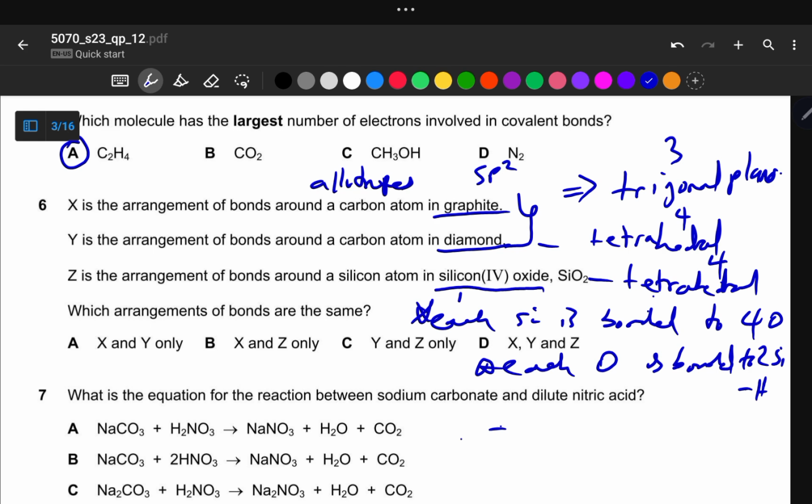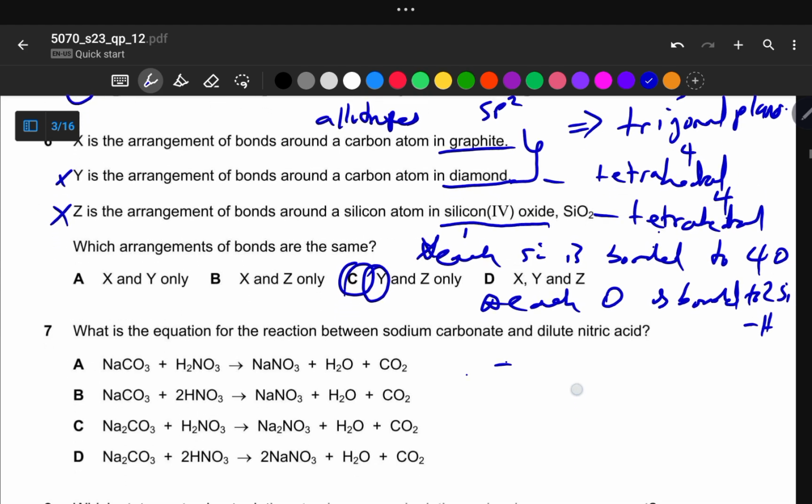So which arrangement of bonds are the same? So the same we've got on X and on Y and then on Z. So our correct answer is equal to C, right? C is the correct answer. And then we now move on to number 7.